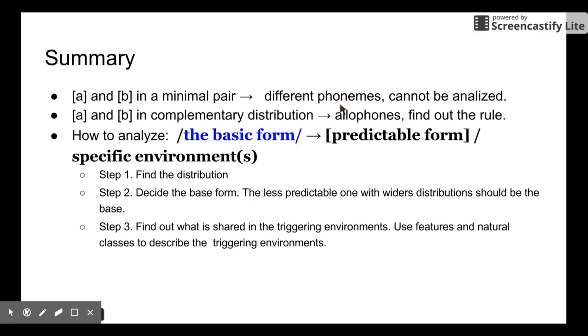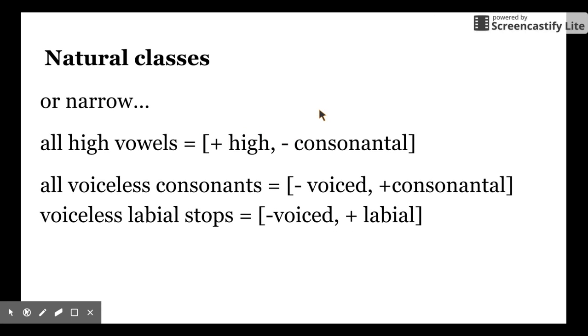And actually, the natural classes can be narrow as well. So, for example, high vowels would be plus high and minus consonantal. Okay. And if we try to describe all the voiceless consonants, we can use minus voiced and plus consonantal. And if you want to pick up the voiceless labial stops, we can use minus voiced and plus labial.